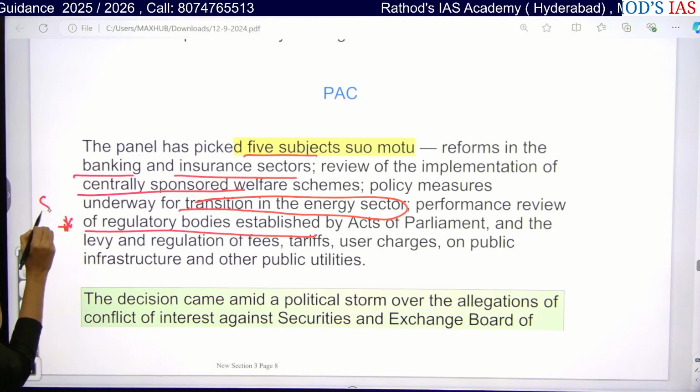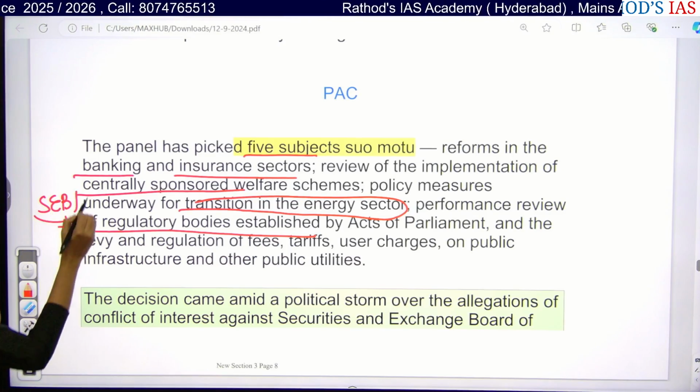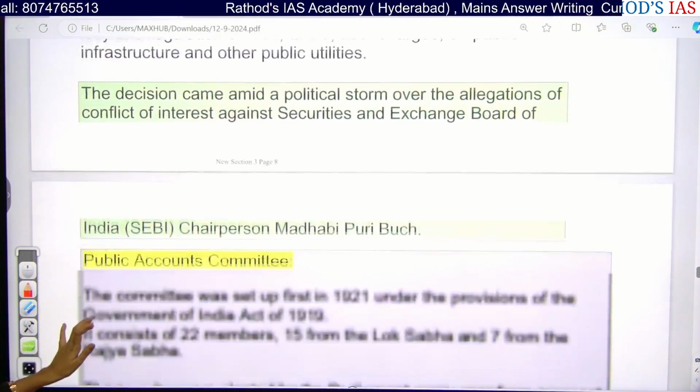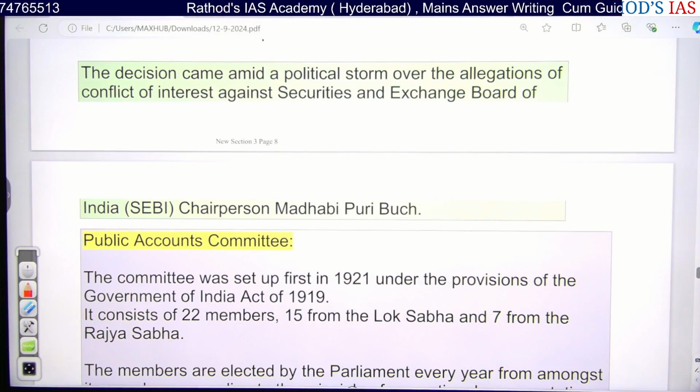So actually SEBI comes under this fourth one. Okay, it comes under a body which has been established by an act of the parliament. So this session, why it took place, is because of the recent allegations on SEBI's chairman.